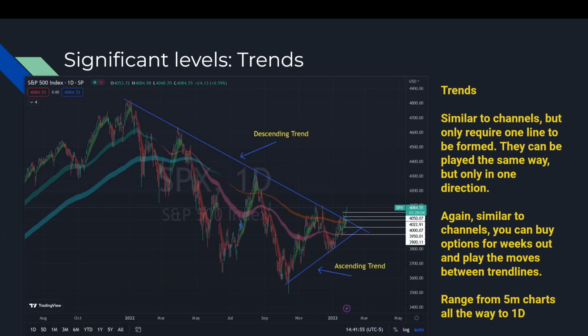Again, significant levels, I'd refer to them as trends. I refer to trends as such. Similar to channels, but only require one line to be formed. They can have two lines, but channels need to have at least two lines. Trends only need one to be formed. They can be played the same way, but only in one direction. Similar to channels, you can buy options for weeks out and play the moves between trend lines. They also range from 5-minute to daily. So they're very similar, and that's why they're being covered today in the same class. But they do have their differences.